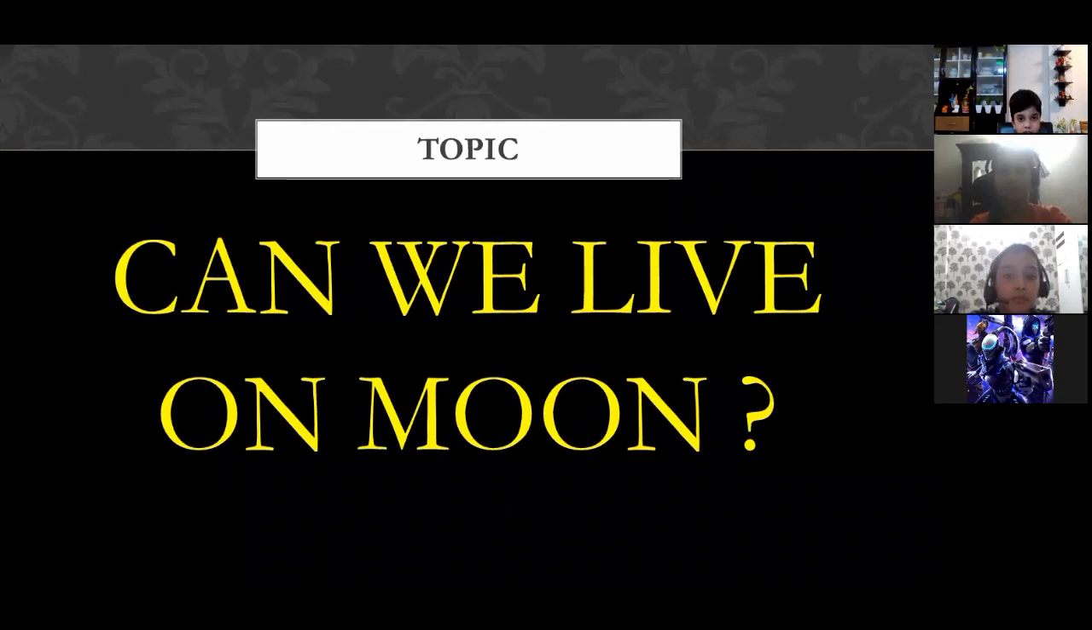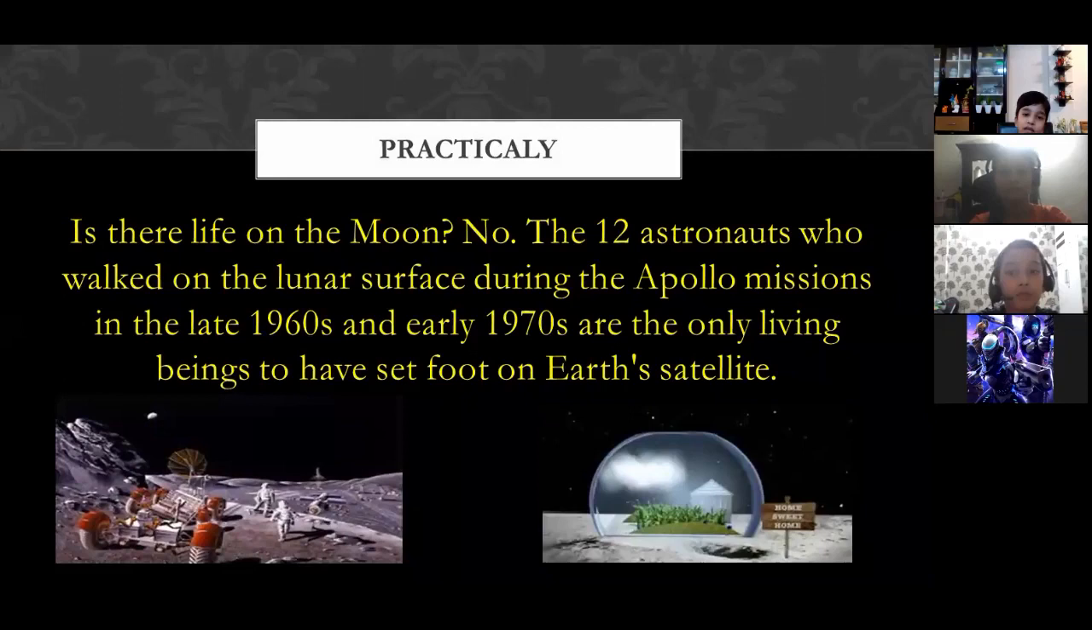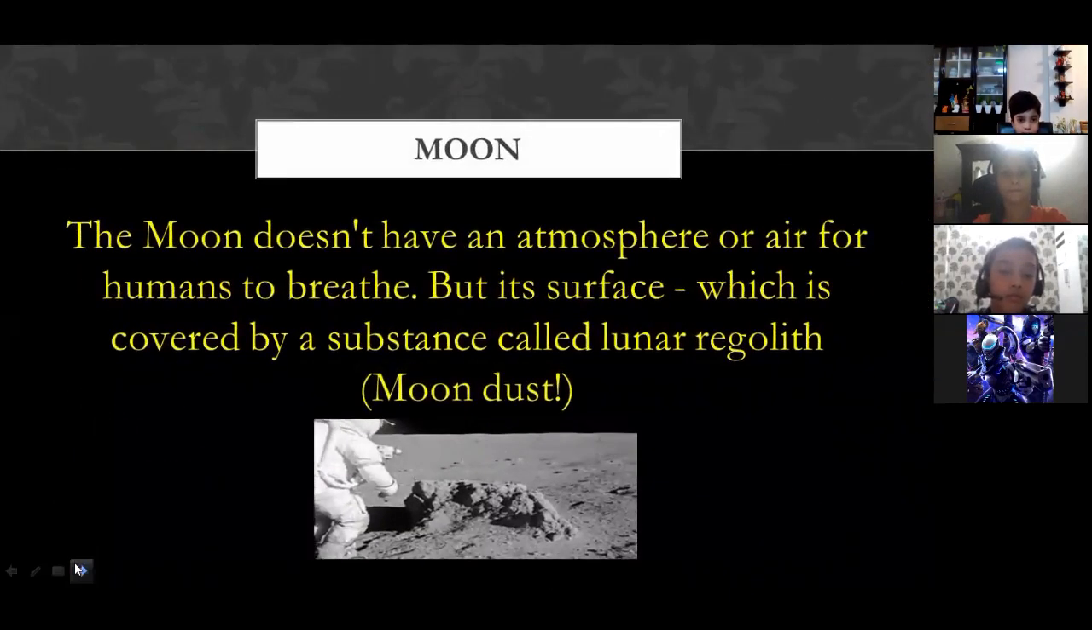Topic: Can we live on moon? Practically, if we think, is there life on moon? No. The 12 astronauts who walked on the lunar surface during the Apollo missions in the late 1960s and early 1970s are the only living beings to have set foot on Earth's satellite, the moon. The moon doesn't have an atmosphere or air for humans to breathe, but its surface is covered by a substance called lunar regolith, moon's dust.